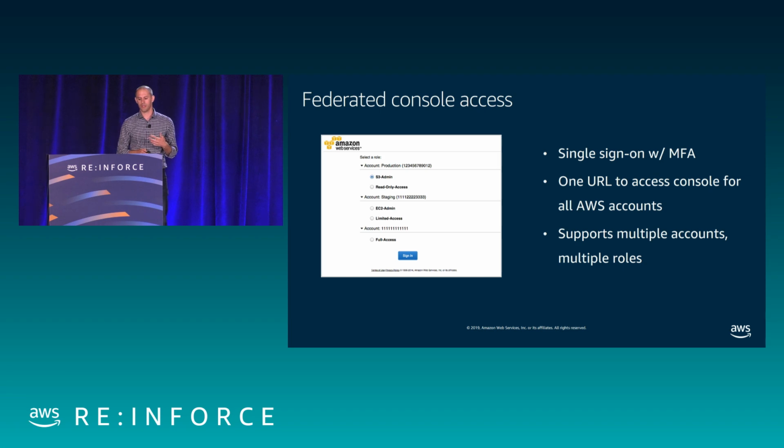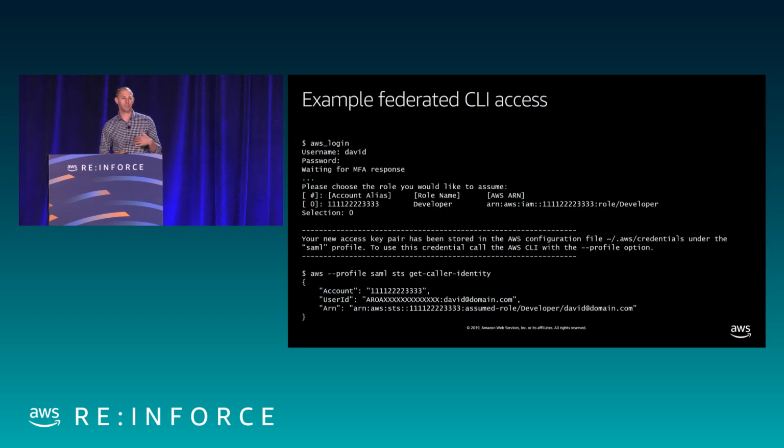So from a federated CLI perspective, we now simply have a tool that everyone has access to that they can use to get the same behavior on the CLI. You enter your username, password, push notification, type in your token ID, whatever the case is, and it gives you the same list of accounts and the same roles that you had access to from the console. You pick the one you want, and then it drops a temporary access key, secret key, and session token into your local AWS credentials cache, and away you go.